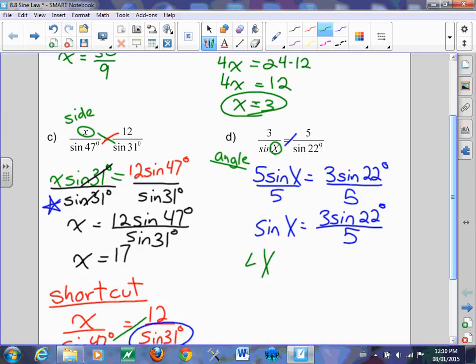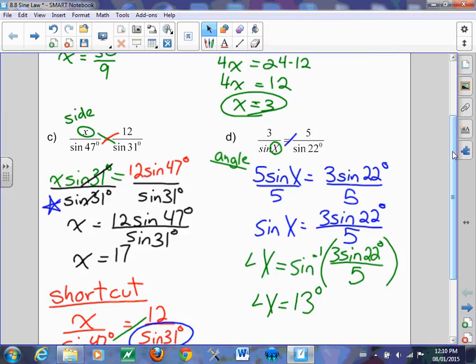You have to use those inverse buttons in your calculator. So angle X equals the sine inverse of this whole relationship in brackets, or this ratio in brackets. So 3 sine 22 degrees divided by 5. All right, plug that in your calculator, folks, and you should get angle X equals, I think, 13 degrees. All right, so there's our warm-ups, ladies and gentlemen.